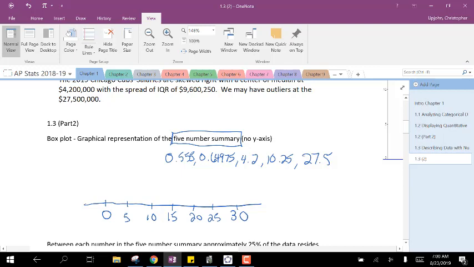So really pretty close to 0 is going to be our whisker. Then it goes out a little bit, and then it starts again. And then we're drawing a box to 10.25. And our median is about at 4.2. Then 10.25, we have that, and then all the way up to 27.5.